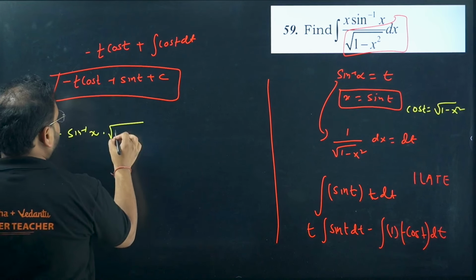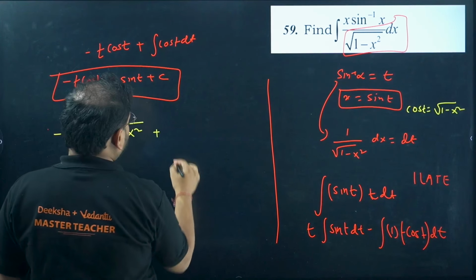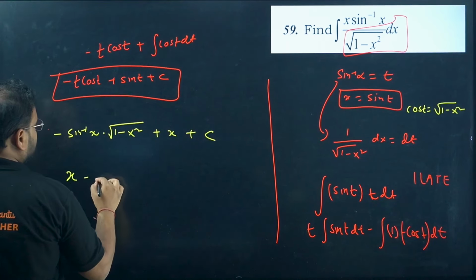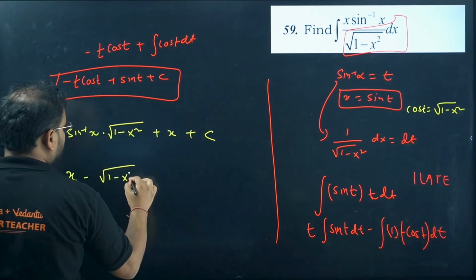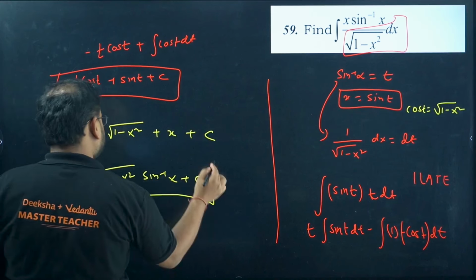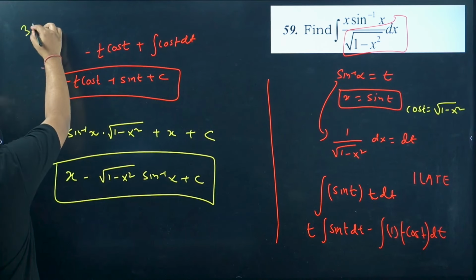So write that over here. Minus sine inverse of x into root of 1 minus x square plus sin t will be what, dear? Sin t will be x plus c. I can write it in this form: x minus root of 1 minus x square sine inverse of x plus c. This is your final answer, a 3-marker. This is a 3-mark question. Got it? Done? Have a look. Next.